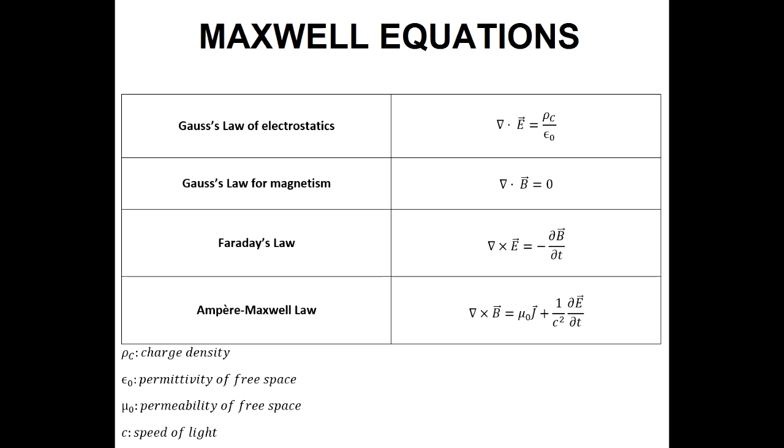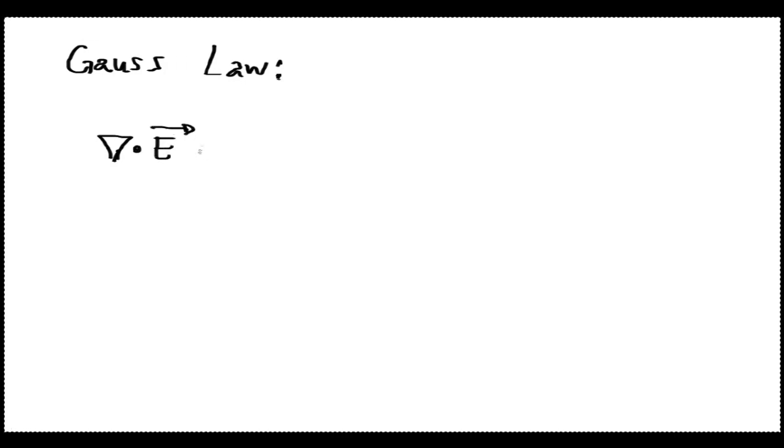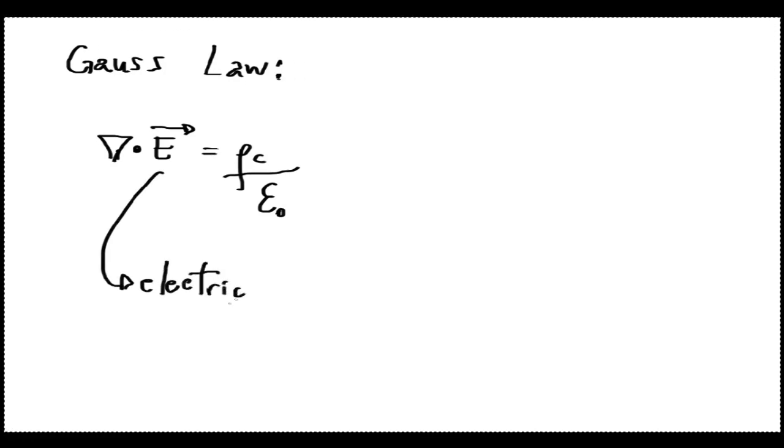They are a set of four equations that describe the laws of electromagnetism, which consist of, first, Gauss's law of electrostatics, which describes how charges create electric fields. Here we have the divergence of the electric field vector, the letter E. This is equal to the charge density, here rho sub c.